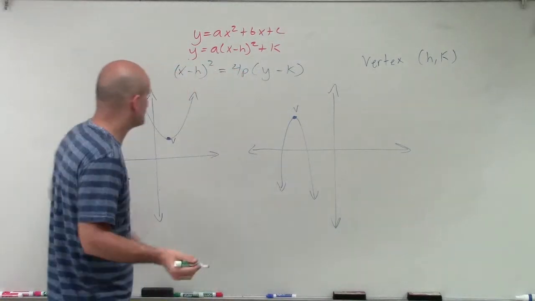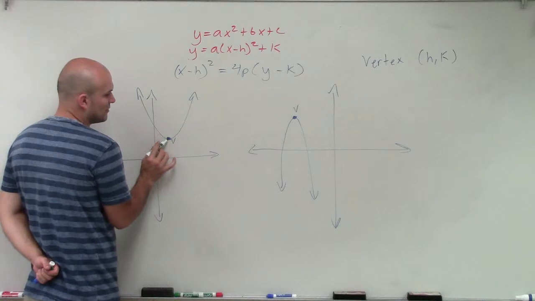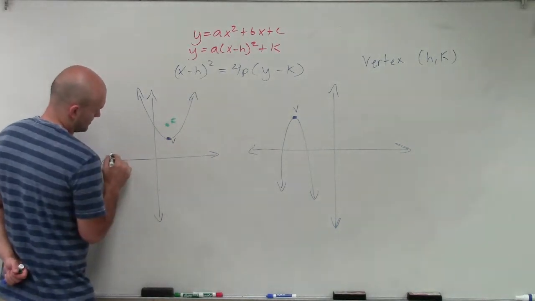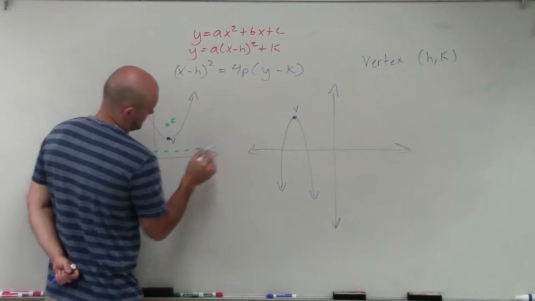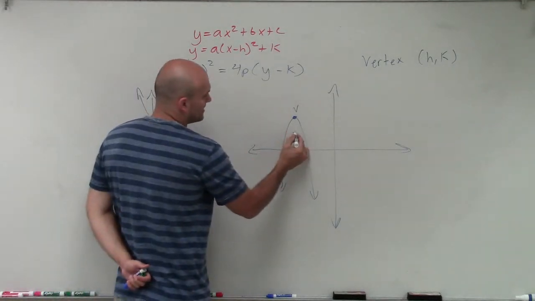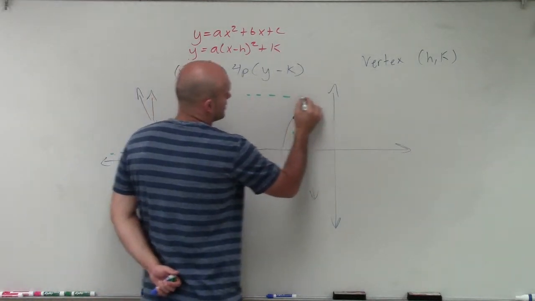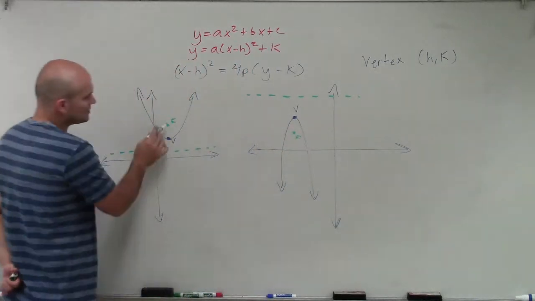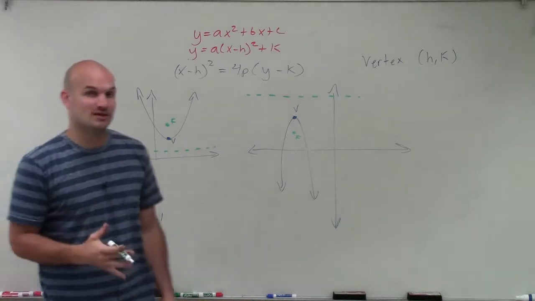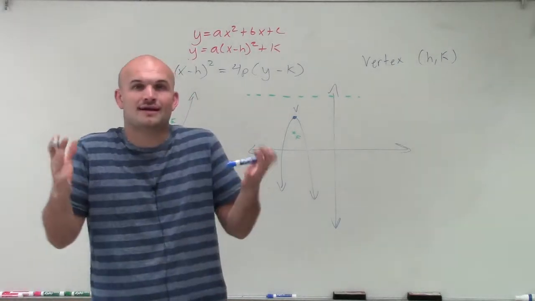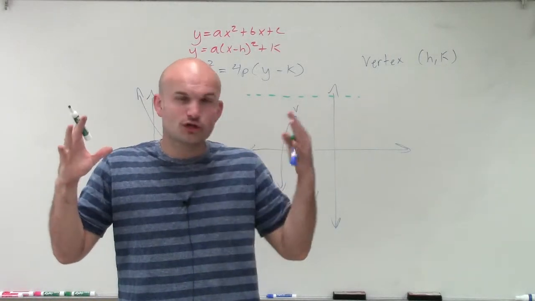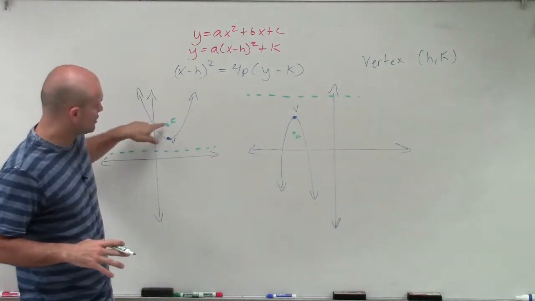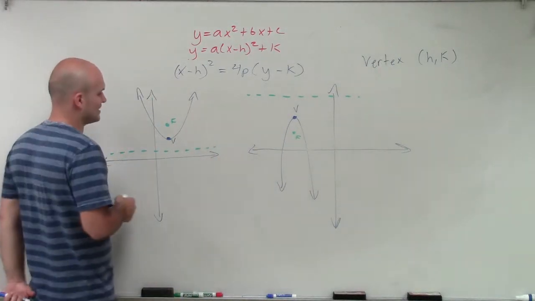So what does this little p represent? Well, p represents the distance from my vertex to what we call the focus. And it's also going to be that exact same distance from my vertex to my directrix. So this little dot inside the parabola is my focus, and that's what your parabola kind of focuses in on. If you were to draw lines, they're all going to reflect into your focus.